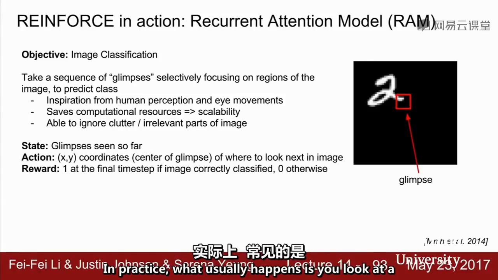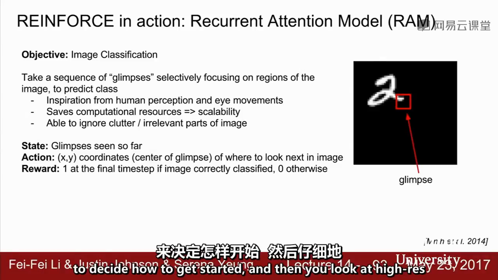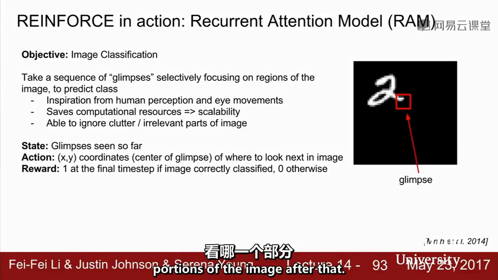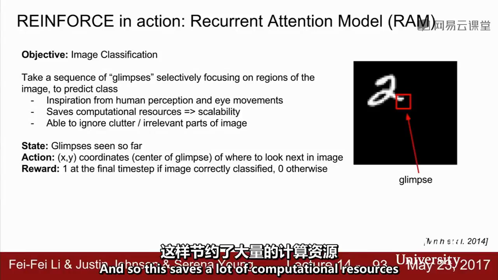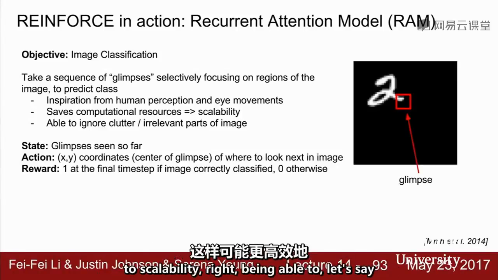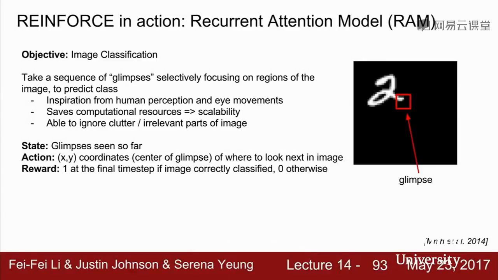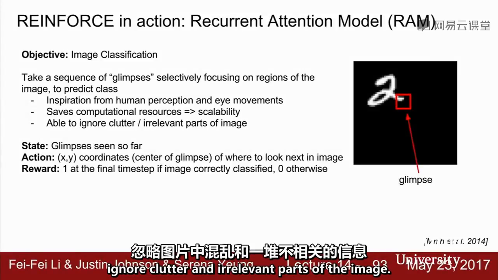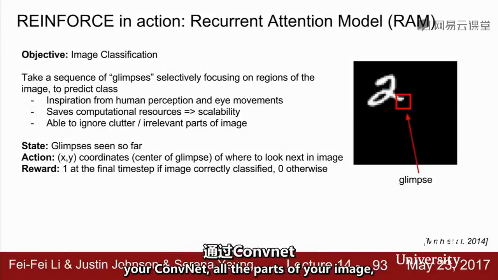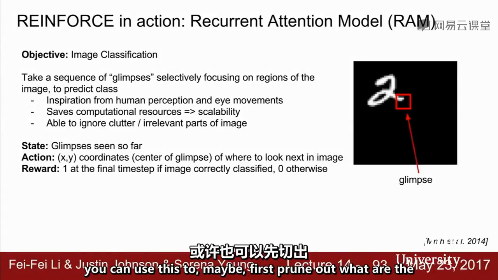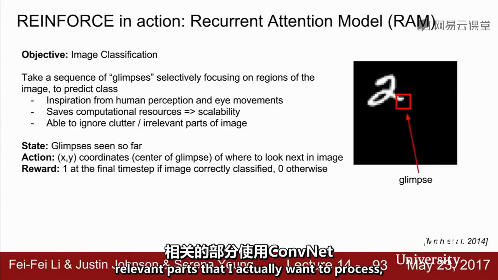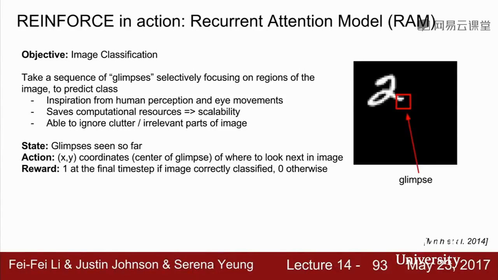In practice, what usually happens is you look at a low resolution image of the full image first to decide how to get started, and then you look at high resolution portions of the image after that. This saves a lot of computational resources, and you can think about the benefits of this to scalability, being able to process larger images more efficiently. Finally, this could also help with actual classification performance, because now you're able to ignore clutter and irrelevant parts of the image. Instead of always putting all the parts of your image through your ConvNet, you can first prune out the relevant parts that you actually want to process using your ConvNet.